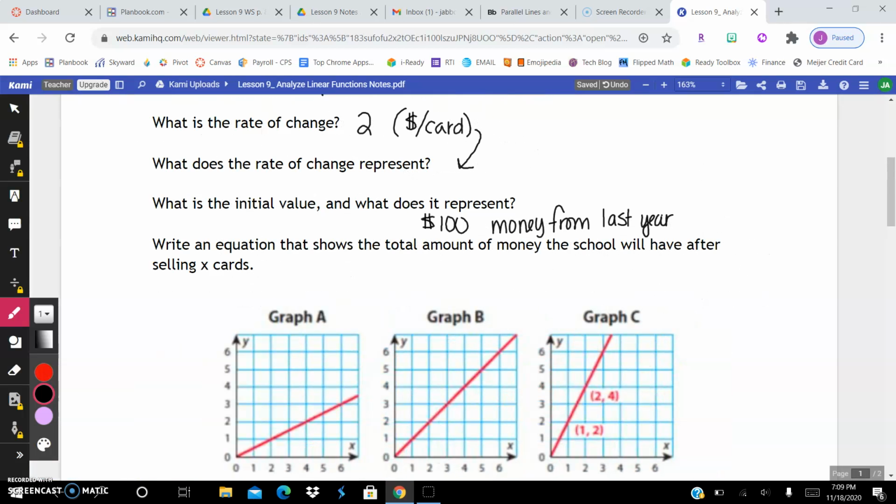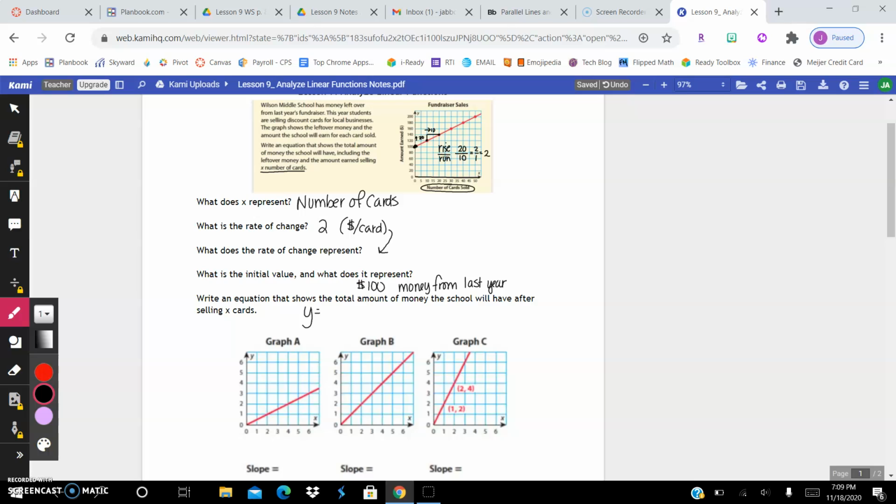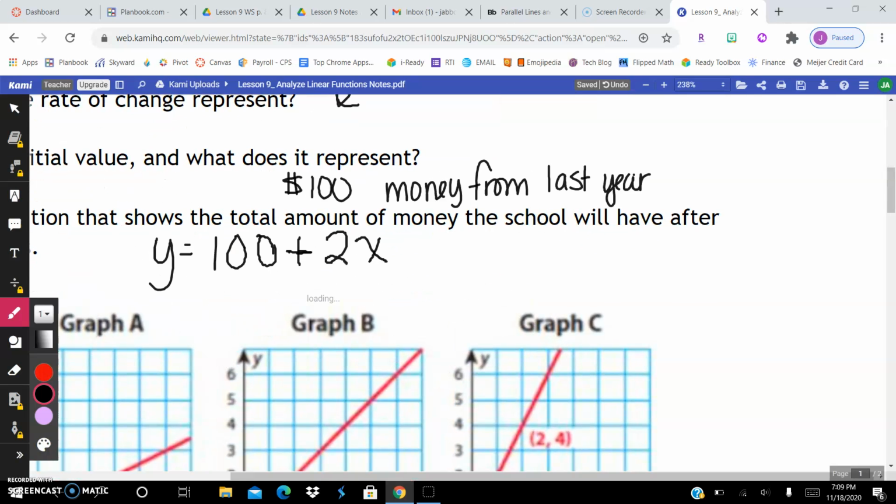And then write an equation that shows the total amount of money the school will have after selling X cards. So we're going to start with y equals. And how much did they start with? They started with $100. And they're making $2 per card. And we're going to say 2x because x represents the number of cards. They told us that in the problem. If I wanted to, I could flip this around. So it was y equals 2x plus 100, because that is in y equals mx plus b form.